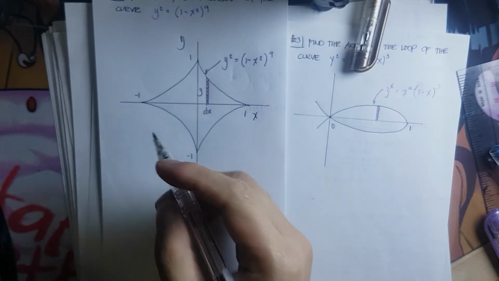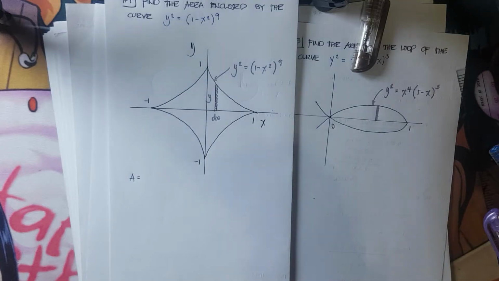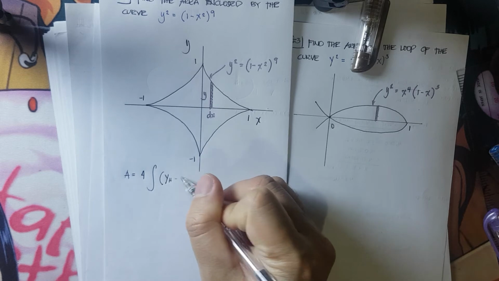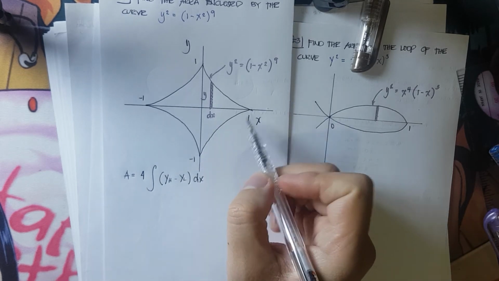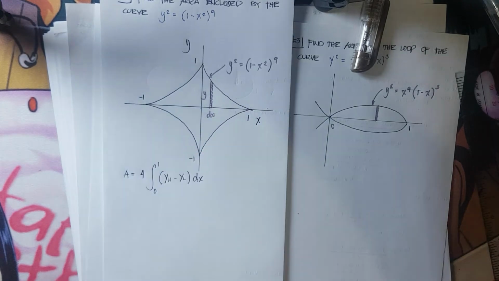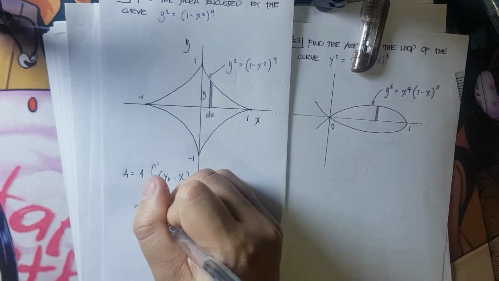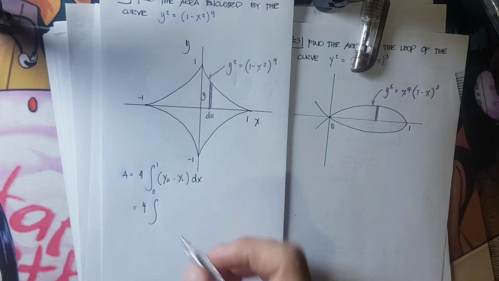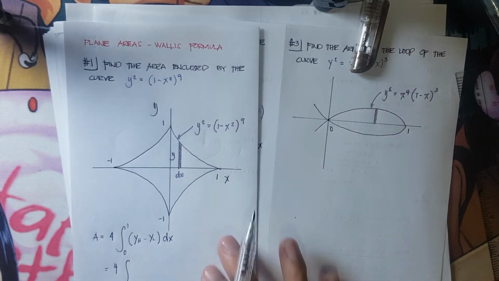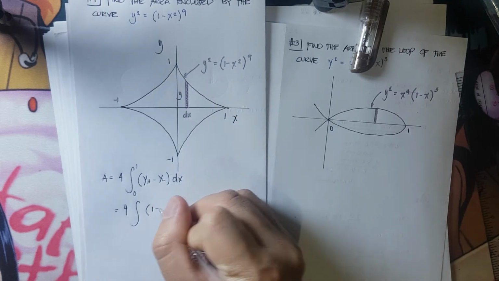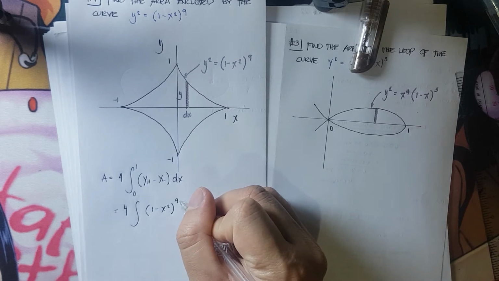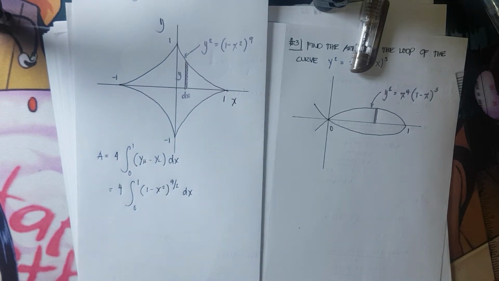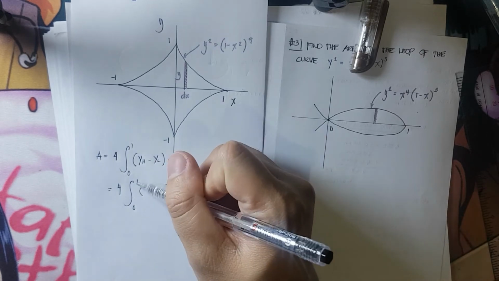Okay, so area therefore is equivalent to 4 times the integral of y high minus y low dx from 0 to 1. So substituting our y high, we need to convert that. Because it is y squared, it would be the square root of this term. So we have the integral of quantity 1 minus x squared raised to 9 over 2 dx from 0 to 1. Okay, so this is a case of Wallis formula because we have a limit of 0 to 1.